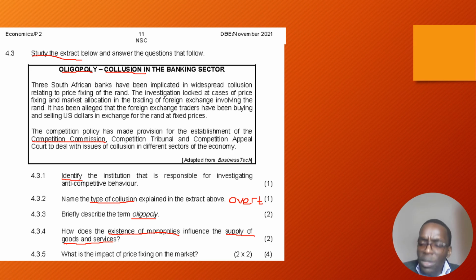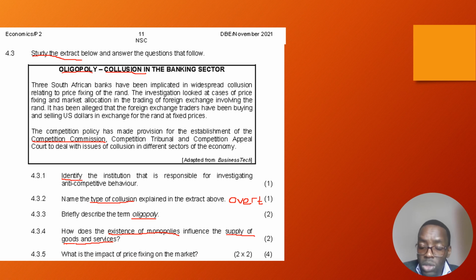Okay, now if that happens, then it affects the supply or the quantity of goods and services that are going to be supplied. Okay, so the existence of monopolies, what it does is it reduces the quantity of goods and services that are going to be supplied in the market. That's number one that it does. And then the second thing that it also does, it is going to end up resulting in the price of goods and services going up.